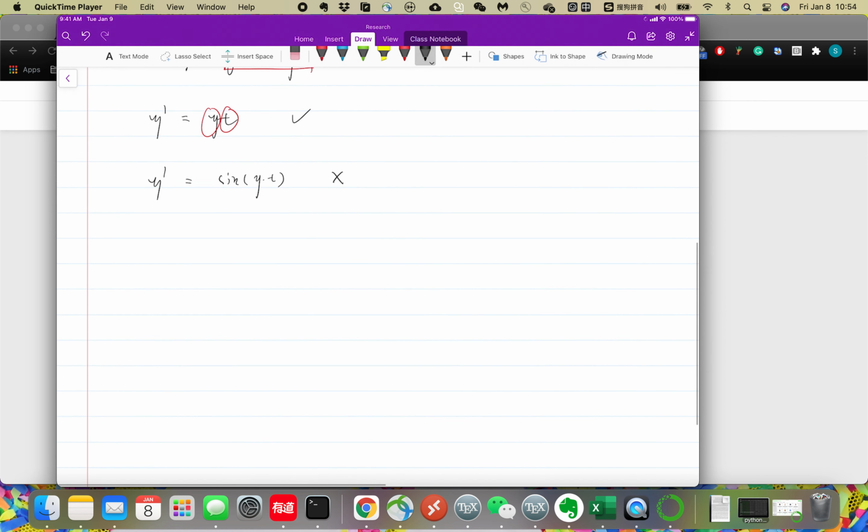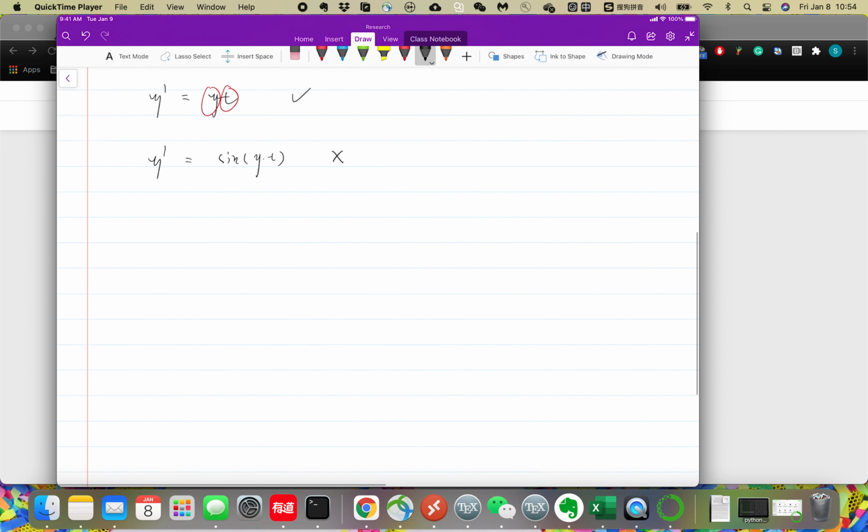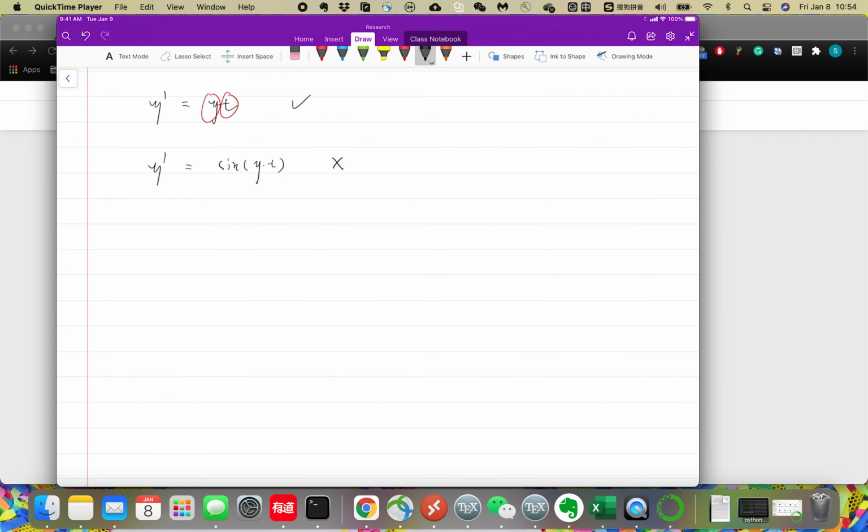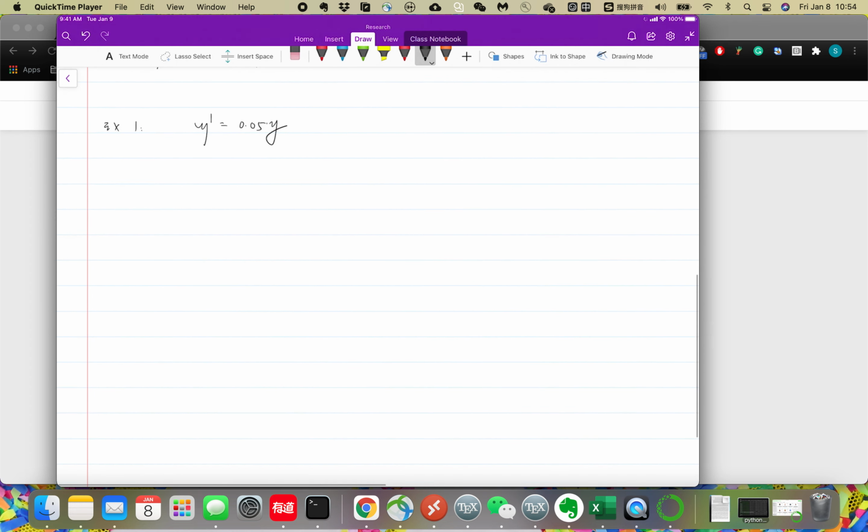Okay. Now, why is it doable or useful? Now, let's see how we do it. Okay, let's try the example 1. The one we did was y prime equals ky. So, for example, the first one we did was y prime equals 0.05y. Okay, now what do we have? Well, you want to take the integration, don't you? So let's take it. Okay, that's fine. Then you have a problem.